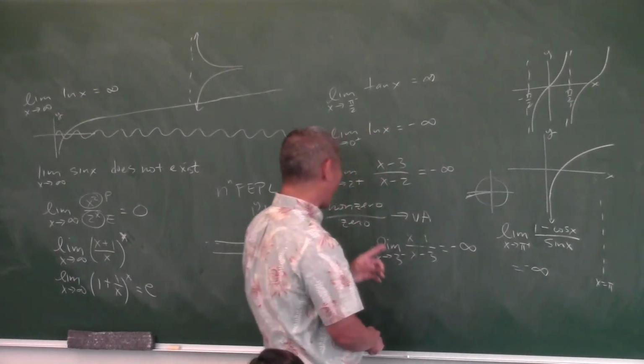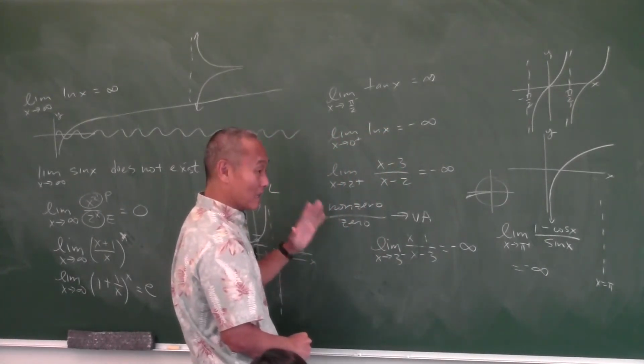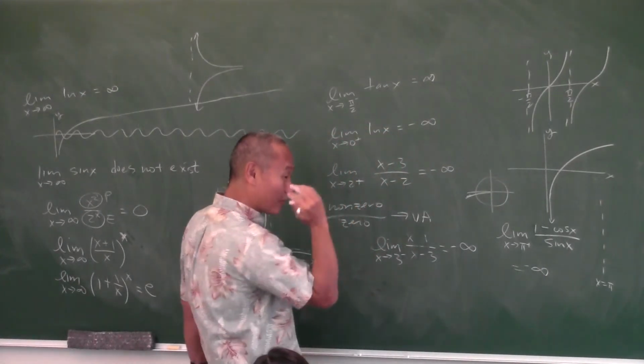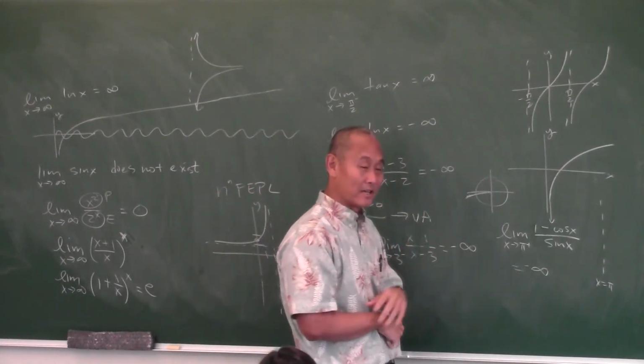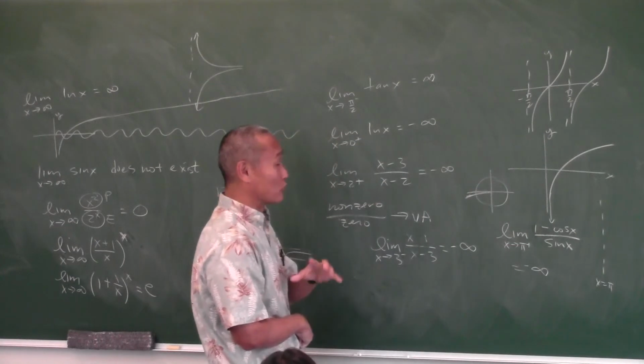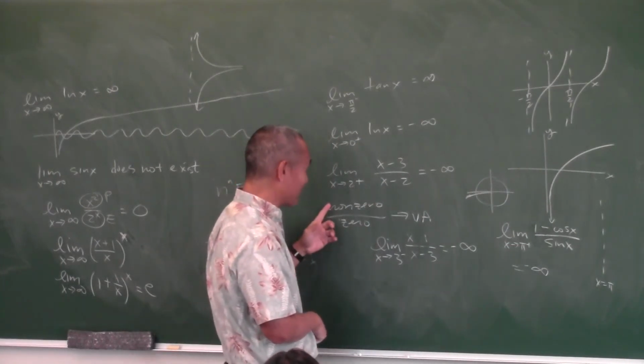So anytime you have, you guys understand this? Non-zero over 0 means there's a vertical asymptote there. There can only be 2 possible answers, either infinity or negative infinity. You just got to figure it out. Now tomorrow, we're going to learn what happens when you have 0 over 0.